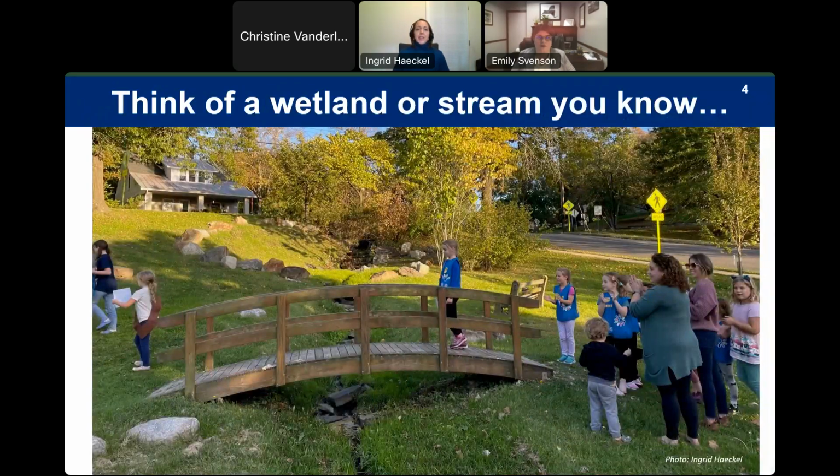So as we begin, I'd like to take a moment and ask you to think about a wetland or stream that you know, and it could be one you see regularly driving through your neighborhood or walking, or perhaps one you see around town or even on your own property. And as we go through the presentation, you can think about the type of wetland or stream it is, the benefits it provides, and whether and how it's protected at federal, state, and local levels.